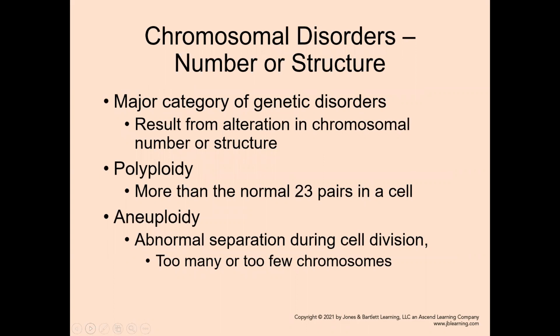Next, we're going to talk about chromosome disorders, and this is a major category of genetic disorders. This basically results in some kind of alteration of the chromosome number or structure. Sometimes there are more than 23 pairs and sometimes there are less.